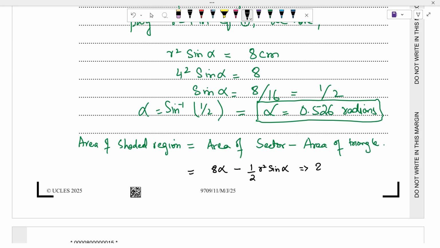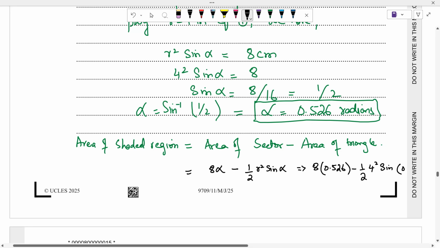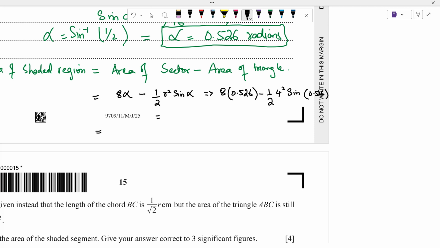Now 8 times alpha is 0.526 minus 1 over 2 r squared, which is 4, times sine of alpha, which is sine of 0.526. So further solving, we will have 8 times 0.526, which equals 4.1887, minus 1 over 2 times 16 times sine of alpha, which is 1 over 2. So this will be equal to 4.